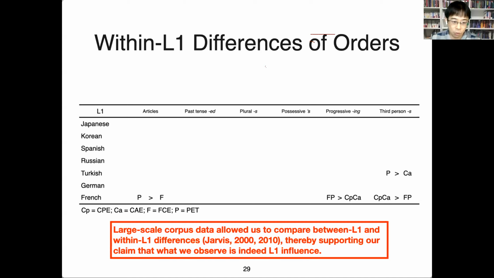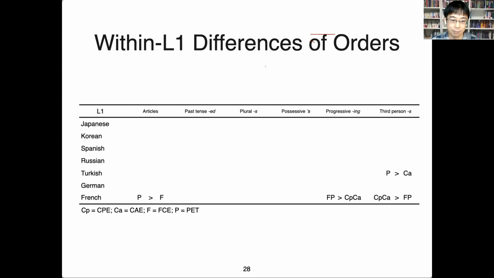And large-scale corpus data allowed us to compare between-L1 and within-L1 differences, which Jarvis argues is necessary for us to claim L1 influence. And obviously, that's how I interpreted Jarvis's work. And therefore, it confirms or supports our claim that what we observe here is indeed L1 influence.